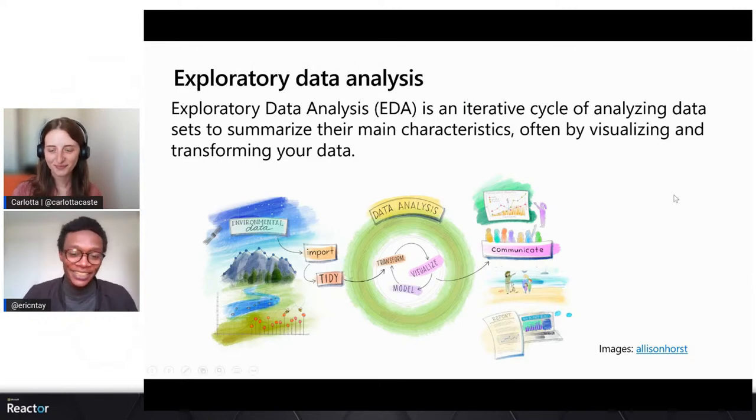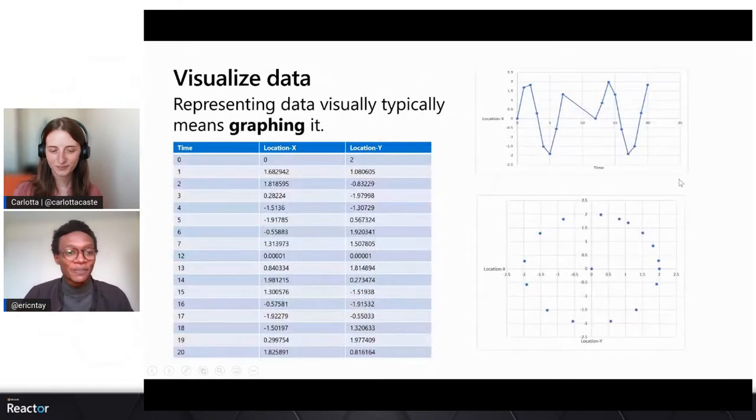So yeah, let's talk about exploratory data analysis, a step that comes after importing data into your environment and tidying it. Exploratory data analysis is this iterative cycle of analyzing data to summarize its main characteristics, often by visualizing and transforming it. More often than not, it involves formulating some probing questions about your data, searching for answers by visualizing and transforming data, and finally, using the understanding that you have gained to refine your questions, drop the questions entirely, and/or generate new questions. This continues until you home in on a few particularly productive areas that you'll eventually write up and communicate to others.